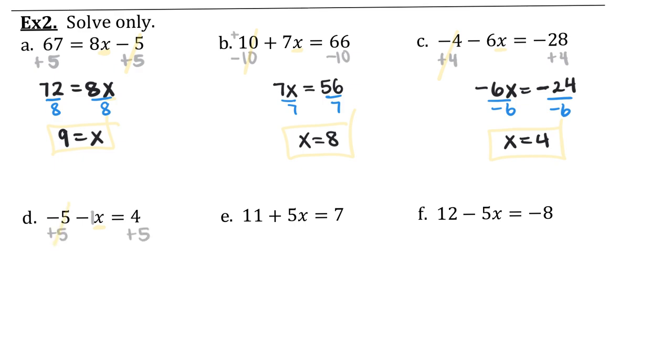Negative 5 plus 5 is 0. When you bring down the x, be careful. That is a negative x or a negative 1x. 4 plus 5 is 9. Okay, am I done? I'm not done. You cannot leave a negative in front of the x. So I need to divide by negative 1. If you had negative x, you would divide by a negative or times by a negative. Positive divided by a negative is negative, so I get negative 9.